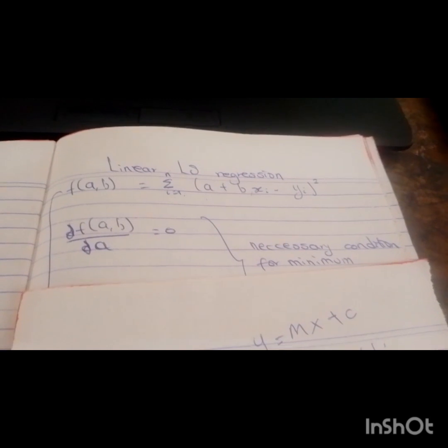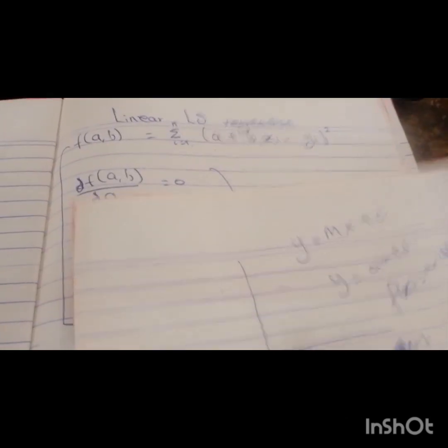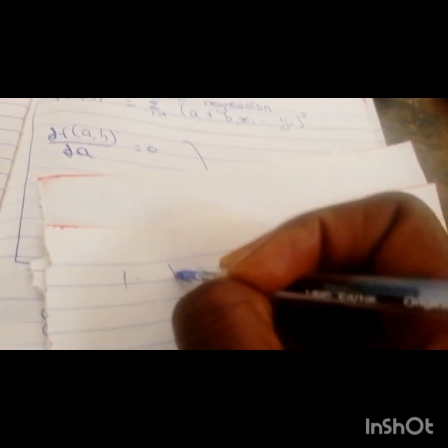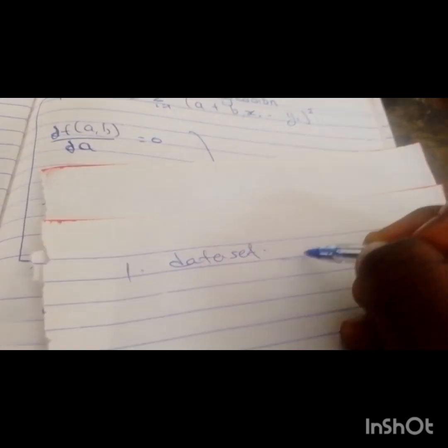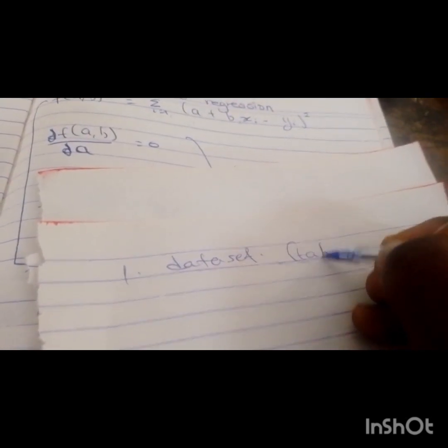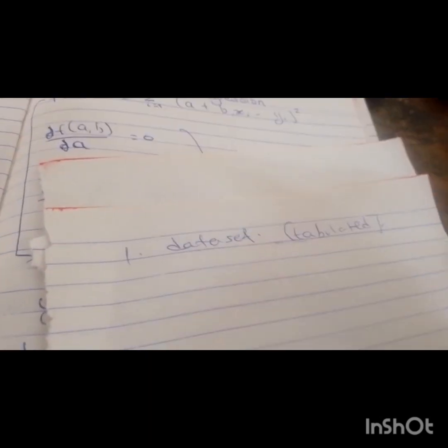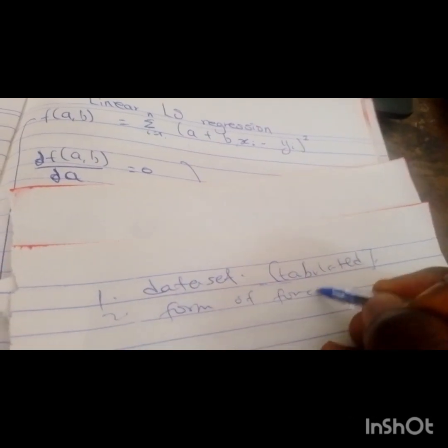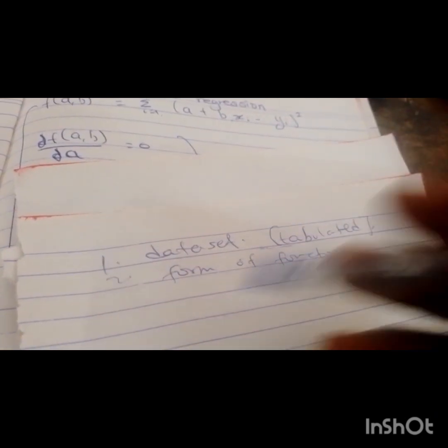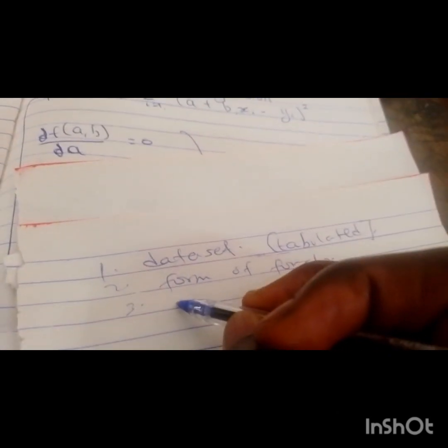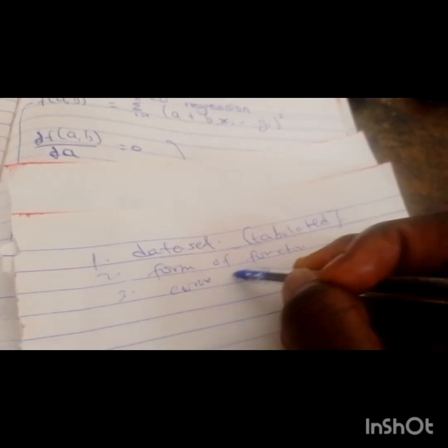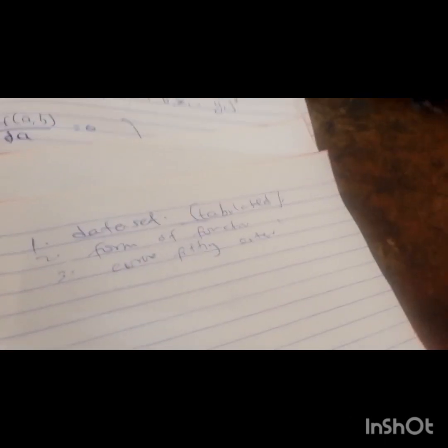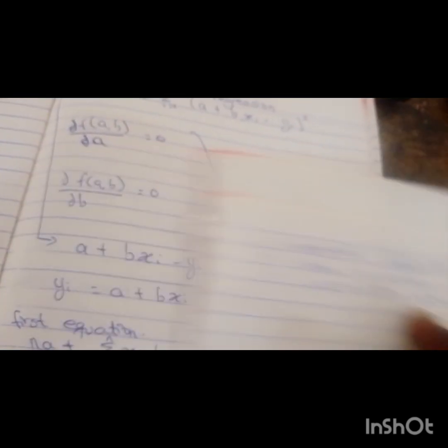Let me just show you this. You need a tabulated data or a data set. Number one, let me give you the three things. You need a data set. Tabulated is better for our application. You need the form of the function. Here, that's what we're working on. We told you that it's linear. And you need a criteria, a curve fitting criteria, just like a blueprint for the curve fitting. We'll see more about that when we continue.